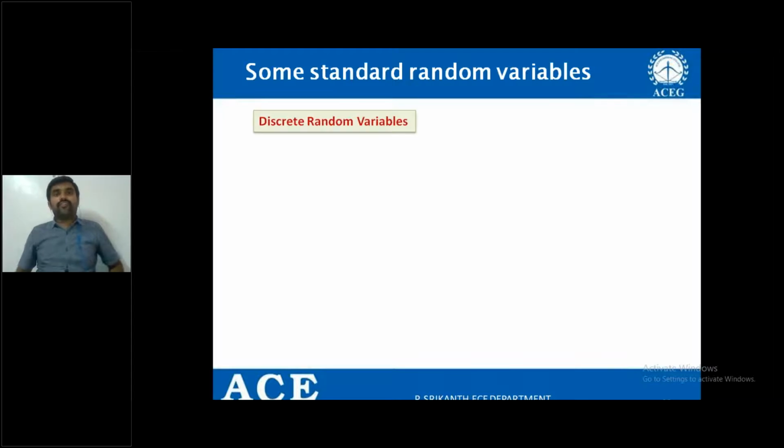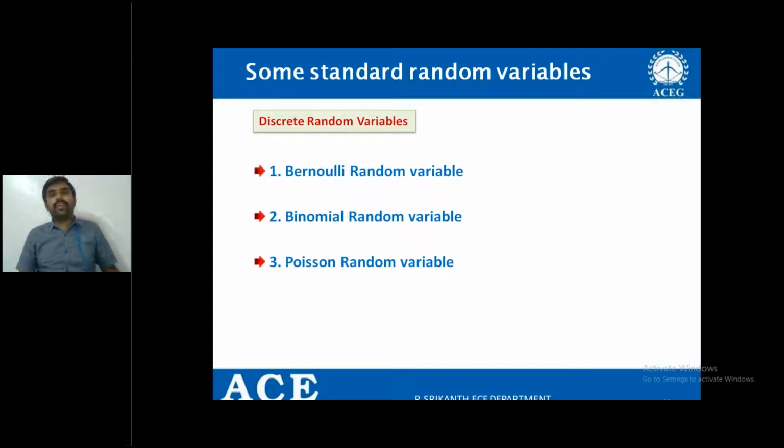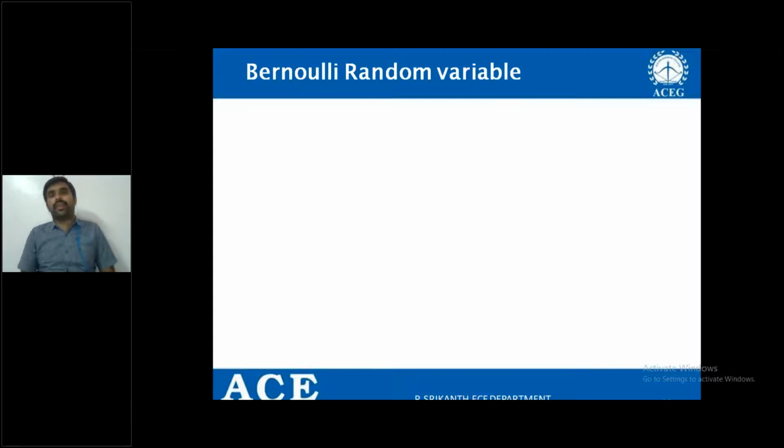Here we are going to discuss discrete random variables and continuous random variables. In the discrete random variables, we discuss basically three random variables as per your curriculum, that is Bernoulli random variable, binomial random variable and Poisson random variable. And let us take the first one, Bernoulli.